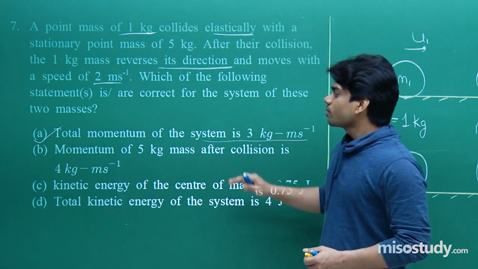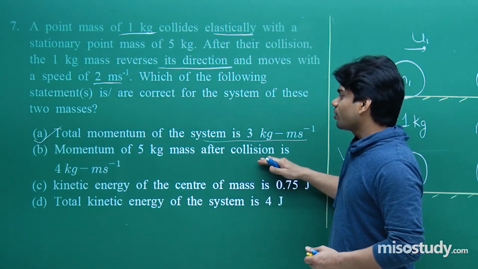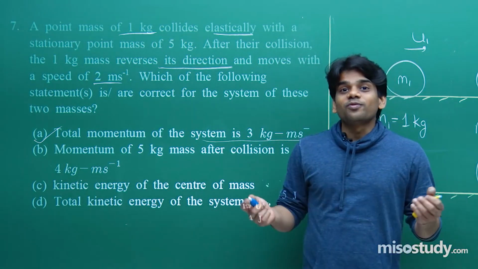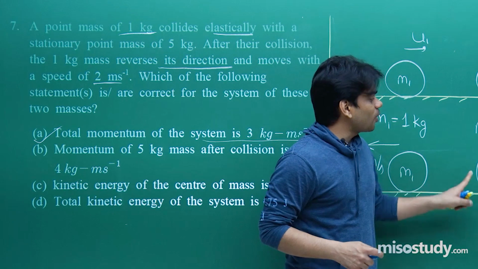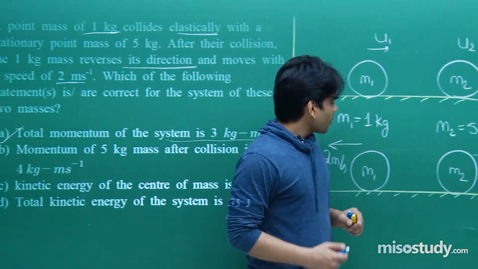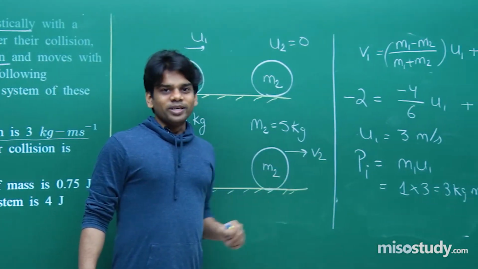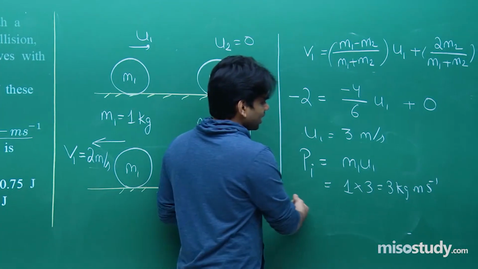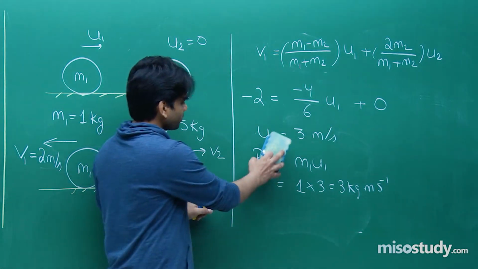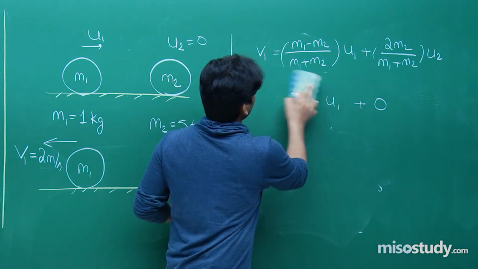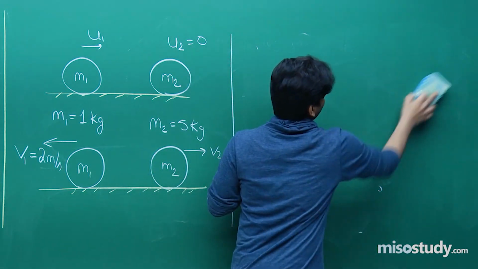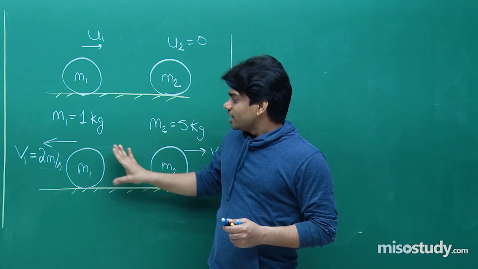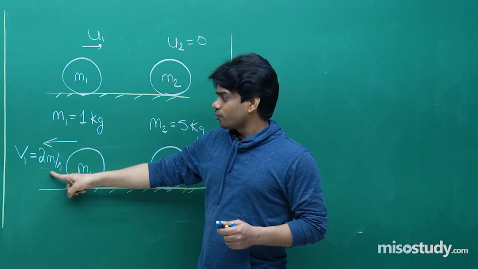Let's check the second option. Momentum of 5 kg mass after collision is 4 kg meter per second. For this, we need to know the final velocity of the 5 kg mass because we are unaware of it. We have known the initial momentum. How to find out the final velocity of the second body? Clearly you can see here, it is 3 kg meter per second. Remember this momentum? So I am going to use the concept of momentum to find out the final velocity of the second object, that is this object. This was moving towards left with a velocity of 2 meter per second.